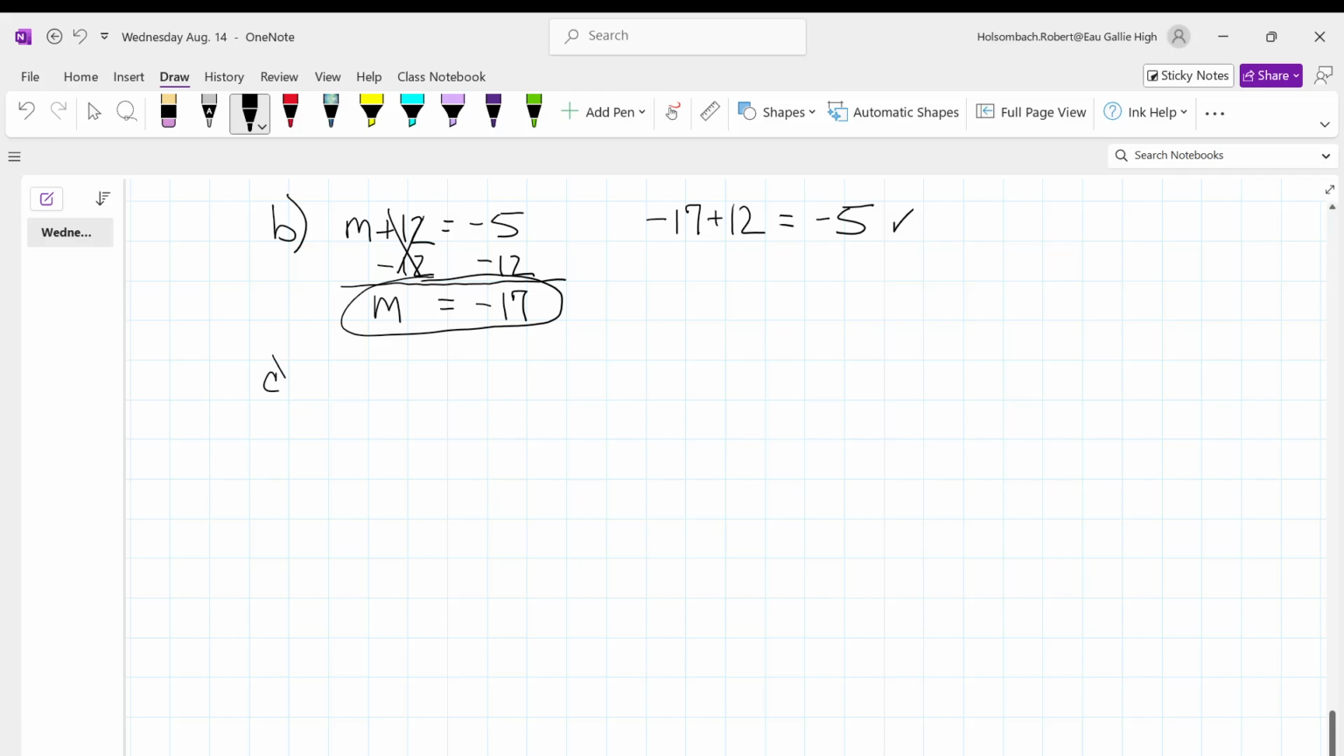And example C, you got k plus 31 equals 10. Again, we're adding to the variable, so to get this positive 31 to the other side of the equal sign, we're going to subtract 31 from each side. So the k falls down, the 31's cancel, and 10 minus 31 is negative 21.